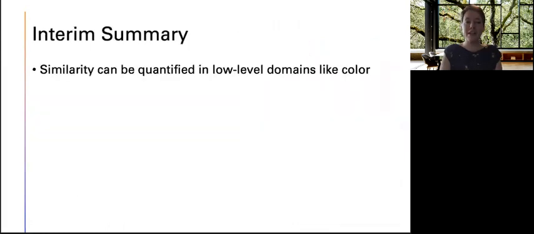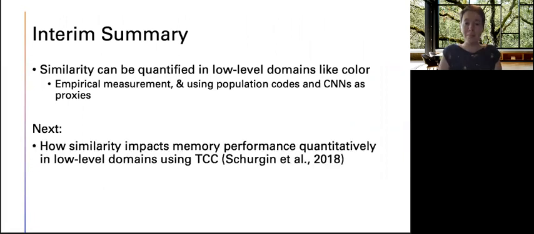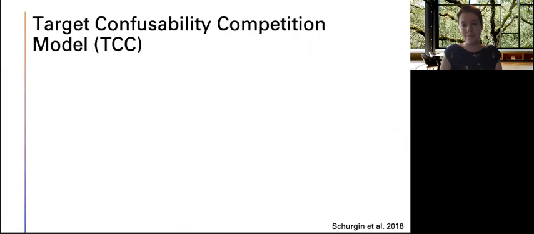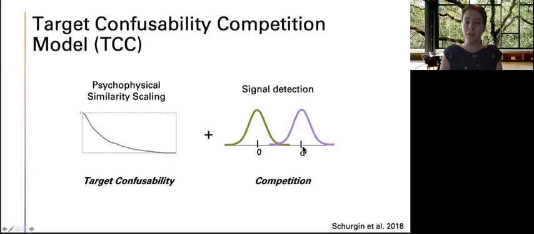So we've seen that similarity can be quantified in lower level domains like color. Next, we will see how similarity impacts memory performance using TCC. And then finally, we will also talk about how we can think about this in more complex stimulus spaces such as scenes. The model we are using is the Target Confusability Competition Model, or TCC, which simply combines this similarity metric with signal detection theory in order to predict memory based off of noisy representations for low-level stimuli such as color and orientation.